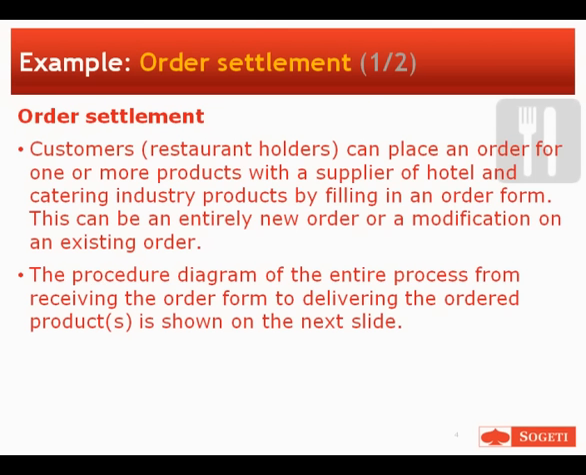The example used concerns an order settlement process. Customers, which are restaurant holders, can place an order for one or more products with a supplier of hotel and catering industry products by filling in an order form. This can be an entirely new order or a modification on an existing order. The order settlement process consists of several process steps, from receiving the order to delivering it, that are shown in the procedure diagram on the next slide.